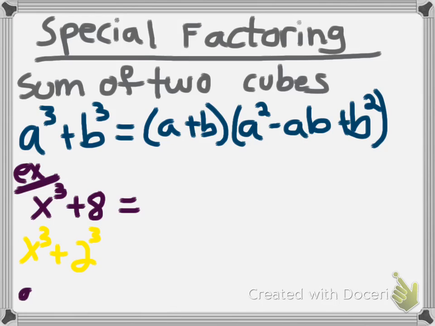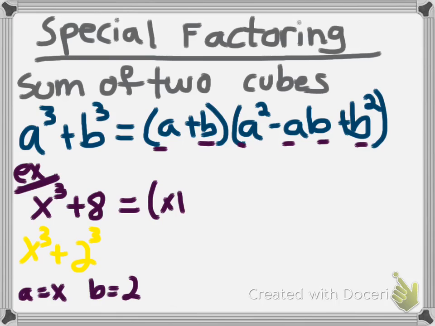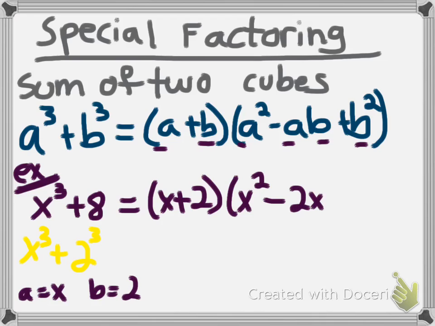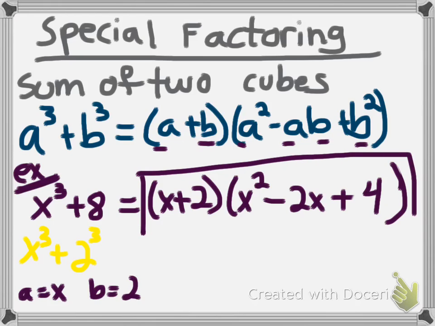In this case, my a would be x, and my b would be 2. I'm going to use that when I follow along with the a and b pattern up top. So I'm going to end up with (x plus 2), parentheses, (x squared minus, now a times b. In our example, it's x times 2, which I can write as 2 times x, and then plus b squared. Now b squared, I'm going to just write as 2 squared. But if you know the number, then you should simplify it. 2 squared is 4, so let's rewrite that as 4 to simplify it. And that is how you factor the sum of two cubes.